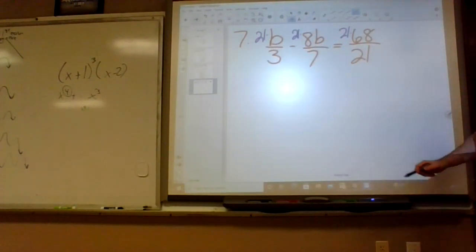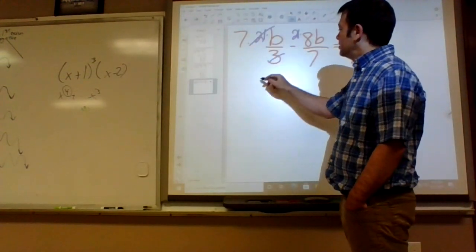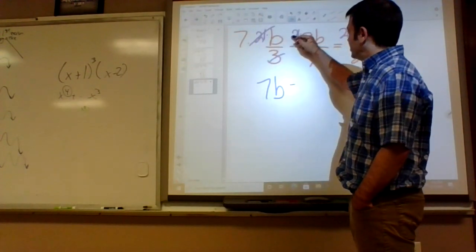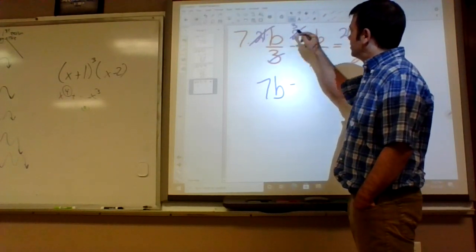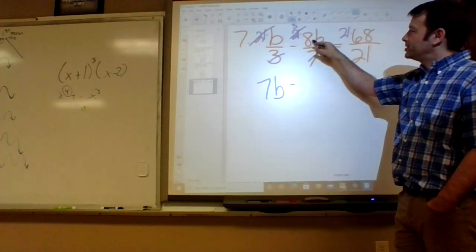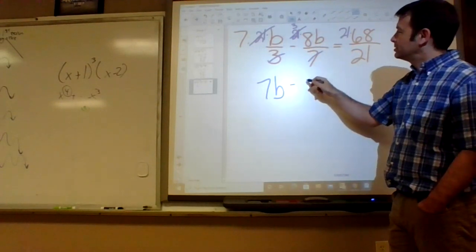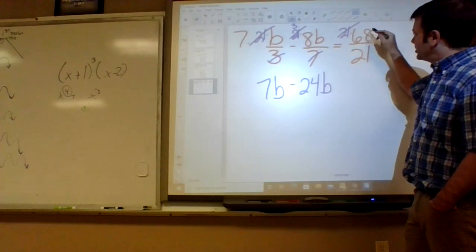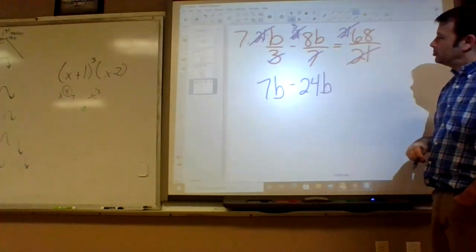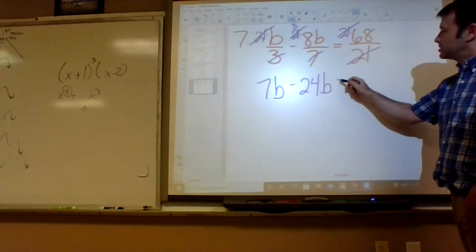Okay, 21 divided by 3 is 7, so 7b minus 21 divided by 7, which is 3, times 8b is 24b. 21 divided by 21 is 1 times 68 is 68.